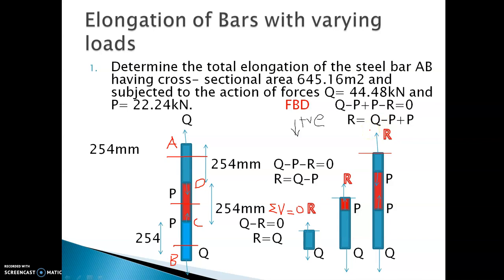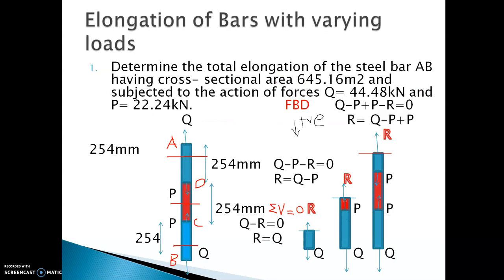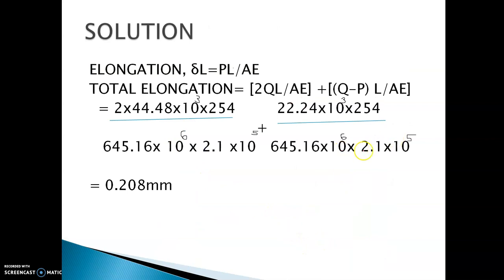So I can write the equation for finding out the elongation. Delta L1 for the top and bottom portion is 2Q into, instead of P, top and bottom I have taken it same, 2Q into L by A, because the length of all these portions is same. It is given the length as 254. This one, DC, is also 254. CB is also 254. So I can take the elongation for the top and bottom portion as 2 times Q into L by AE. And for the middle portion it is equal to Q minus P into L by AE.